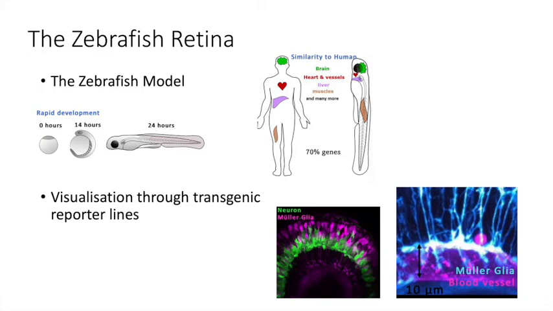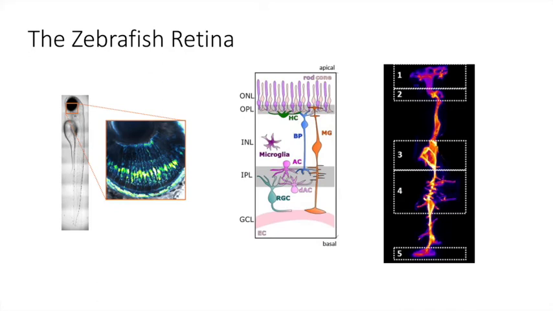By creating transgenic reporter lines, we can visualize structures of interest in the fish. Specifically, the retina is a meaningful tissue to study the central nervous system, as it is not only more accessible than the brain, but also formed with a very stereotypical architecture, highly conserved between species.